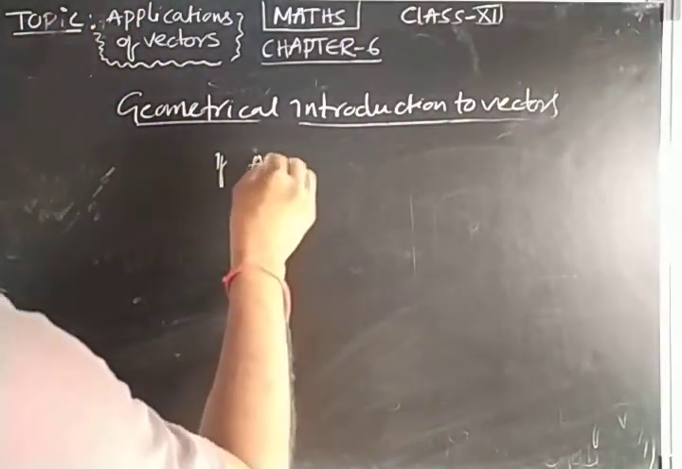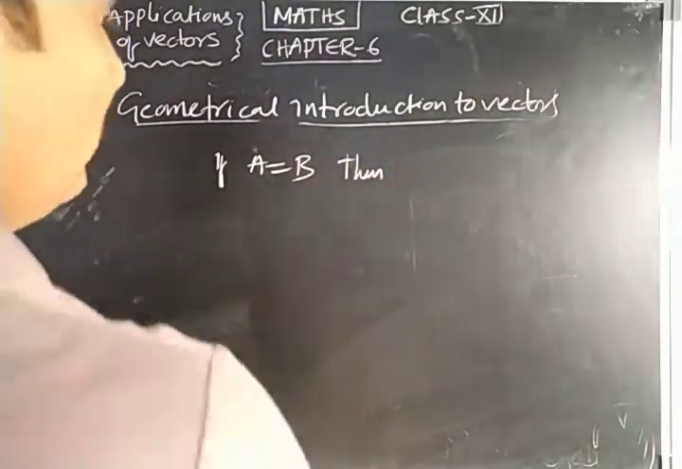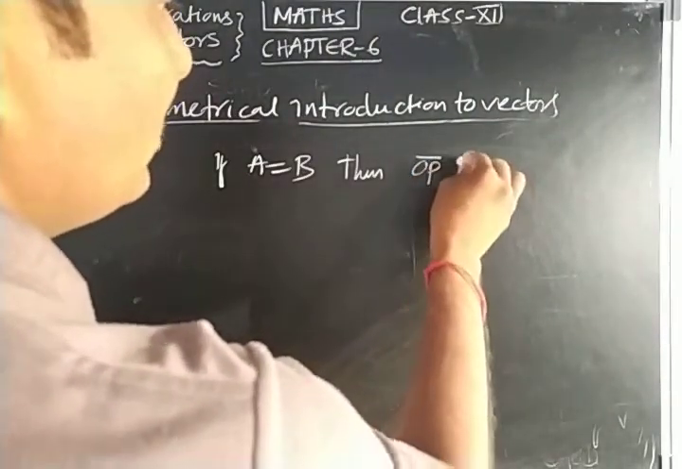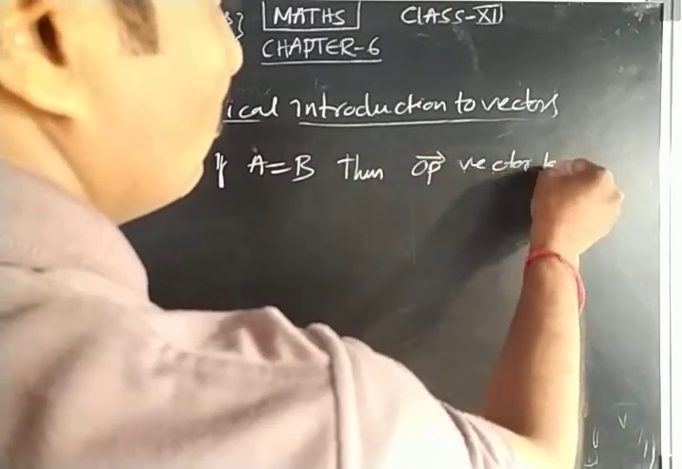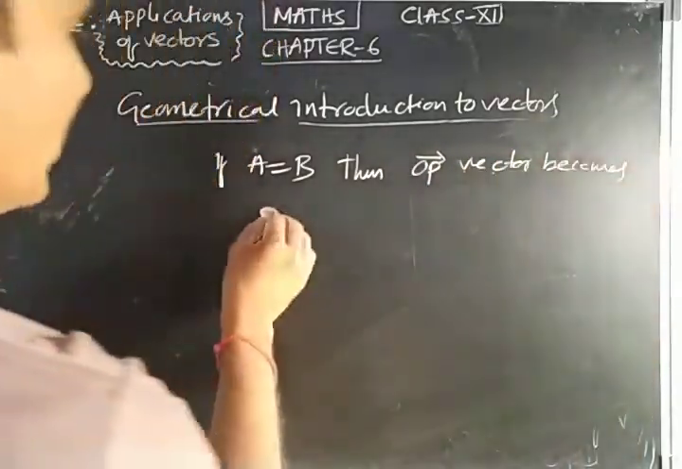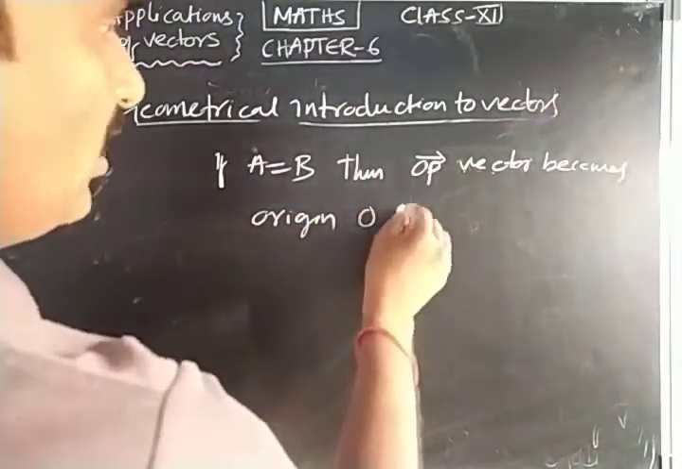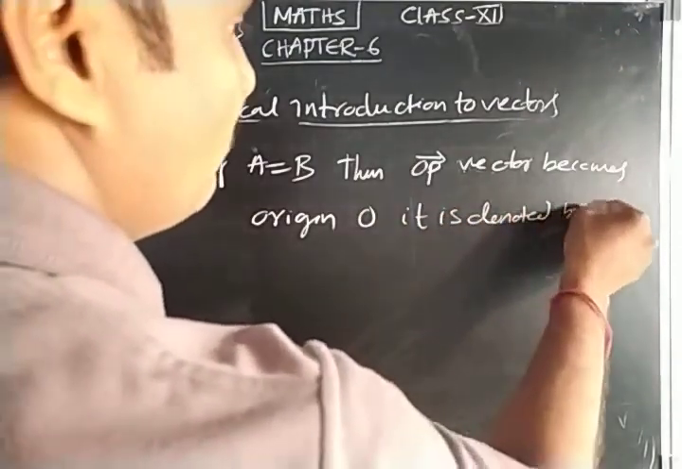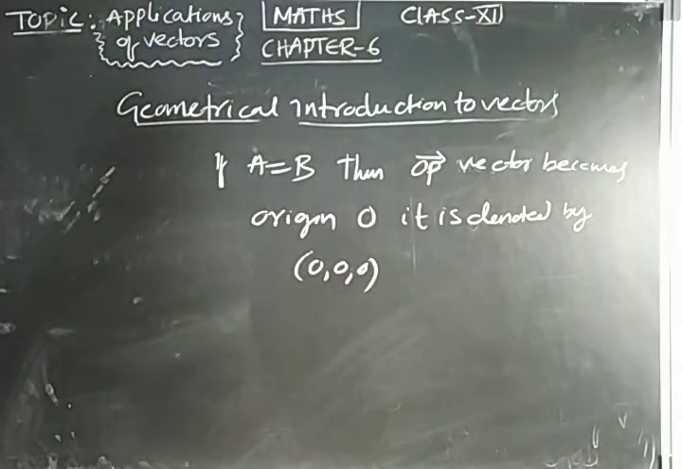Therefore, if A equals B, then the OP vector becomes the origin O. It is denoted by the point 0 comma 0 comma 0, the position vector of AB where A equals B, 0 comma 0 comma 0, right?